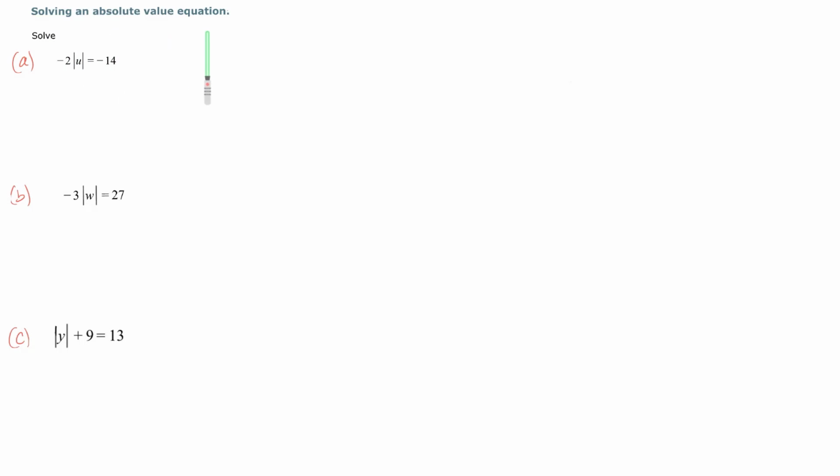Solving an absolute value equation. Before we go over these three examples, let's remind ourselves what is the definition of the absolute value.